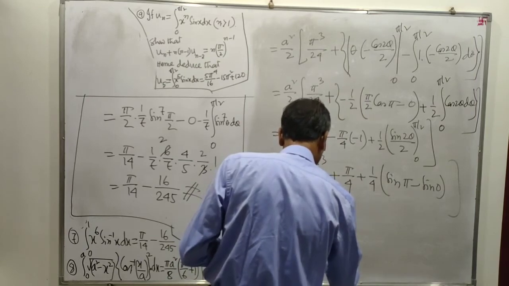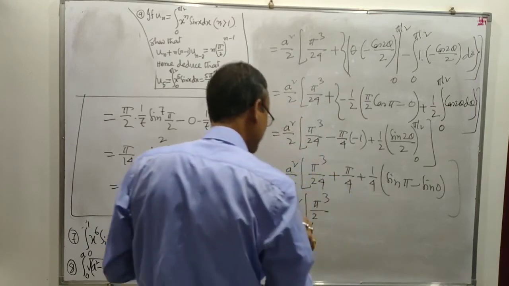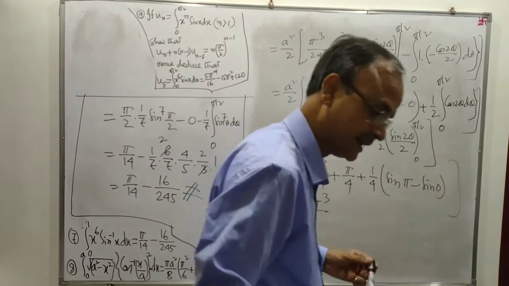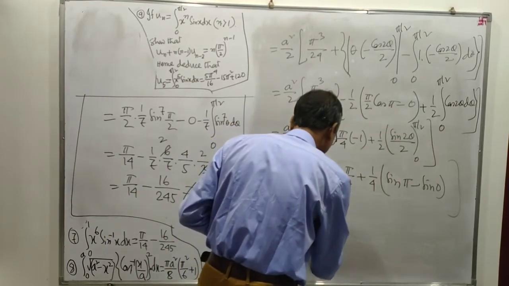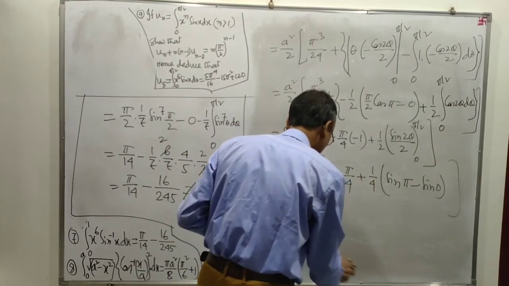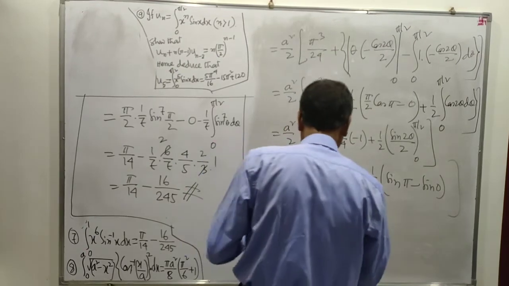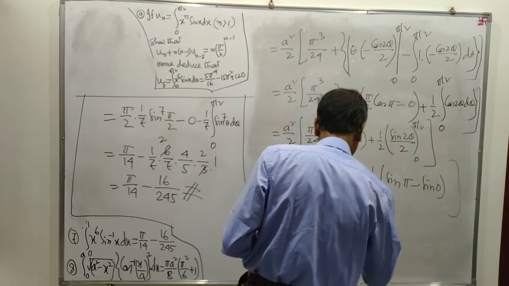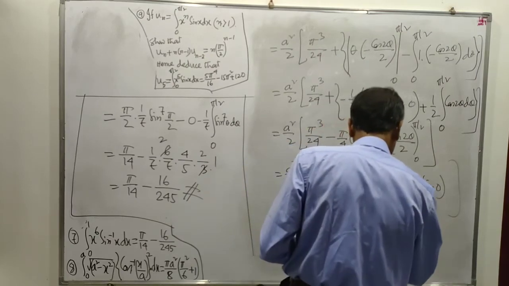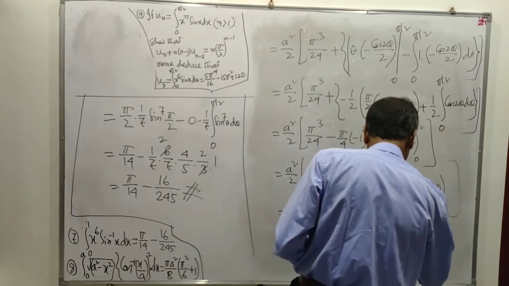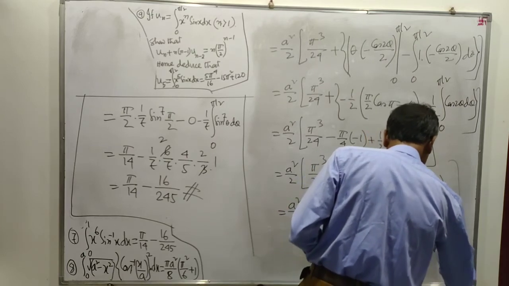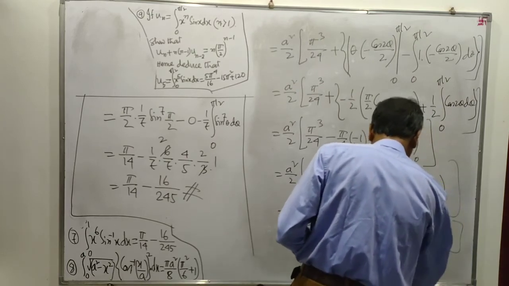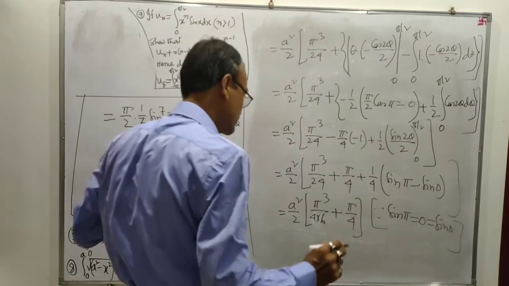pi cube by 24. 24 means you may write 24 also, no problem. You may write 4 into 6 plus pi by 4. Since sin pi equal to 0, this is equal to sin 0. Contribution from this will be equal to 0.